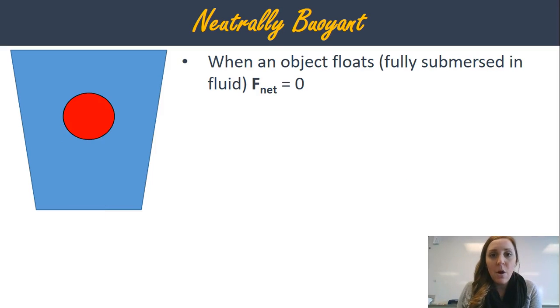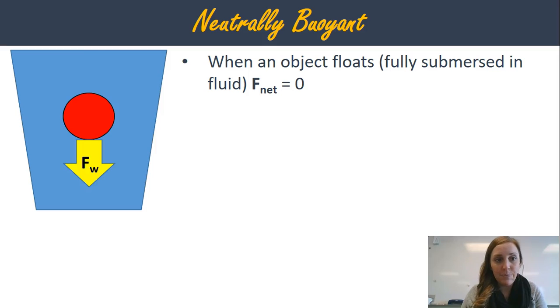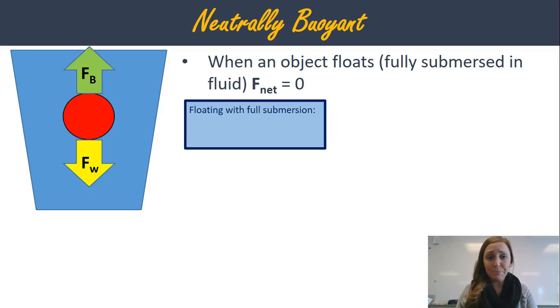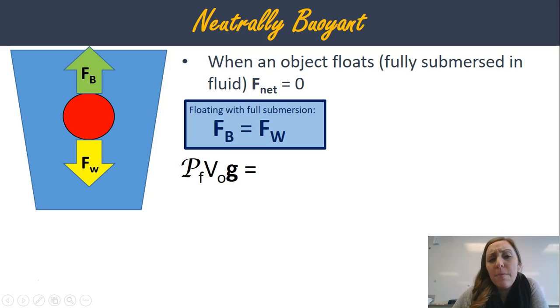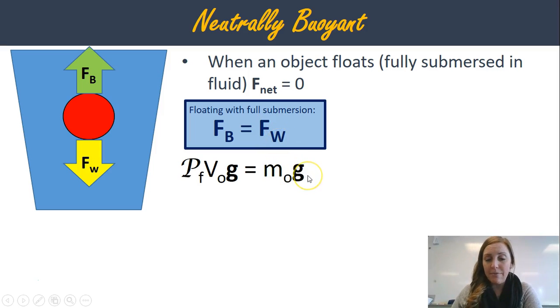Okay, if an object just floats, it just hangs out in the fluid, whatever it is, then the sum of all forces is 0. So the weight is equal to the buoyant force. They're exactly the same. So buoyant force equals weight. Now, the buoyant force is also the density of the fluid times the volume of the object times gravity. And that equals the weight, so mass times gravity. So the mass of the object times gravity.